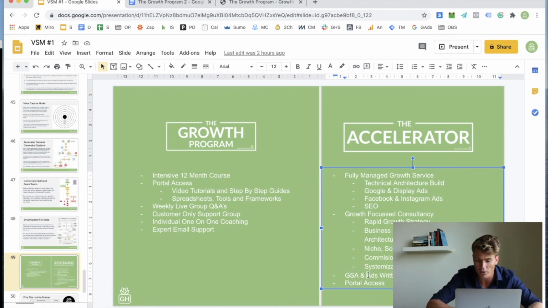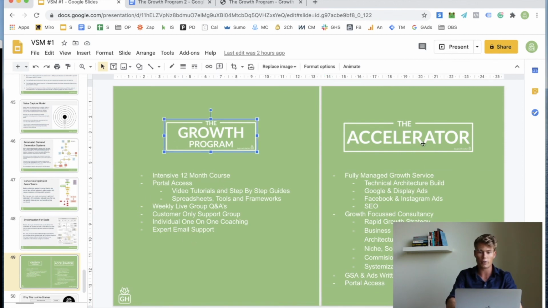If you take on this program, you will also get your GSA and your ads written by me, and you will get access to certain parts of the growth portal, okay? The growth program is a one-off payment, or it's something split over 3 months, and the accelerator is a minimum 3-month commitment, okay? We can discuss and get into the pricings and the offers that we have on, and the things that are best for you on the evaluation call.